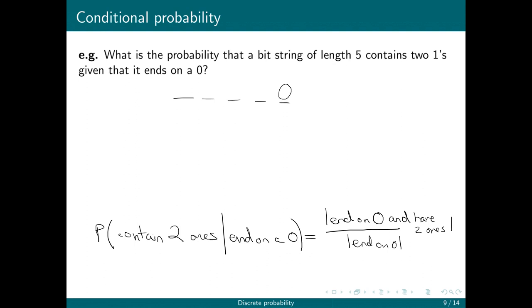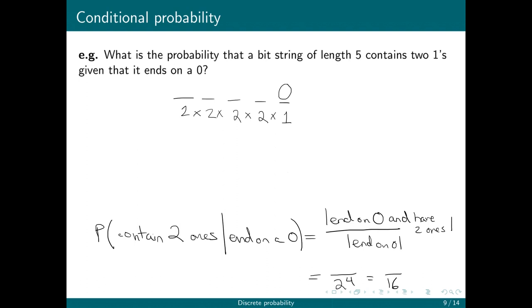All right, well, if the bit string ends on a 0, that means I've got two choices for my first character, two choices for my second character, two choices for my third character, two choices for my fourth character, but I've only got one choice for my fifth character because it has to be that 0. So the denominator is going to be 2 to the 4, or 16. There are 16 total bit strings of length 5 that end on a 0.